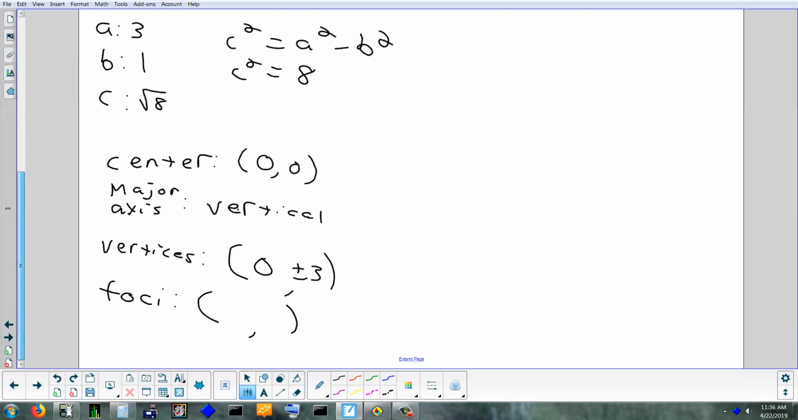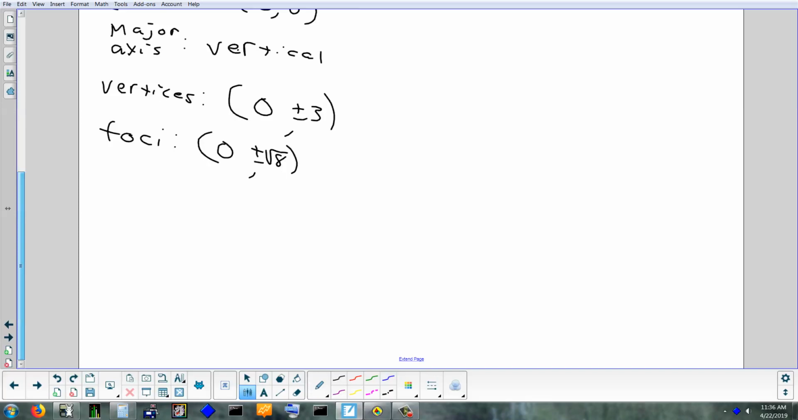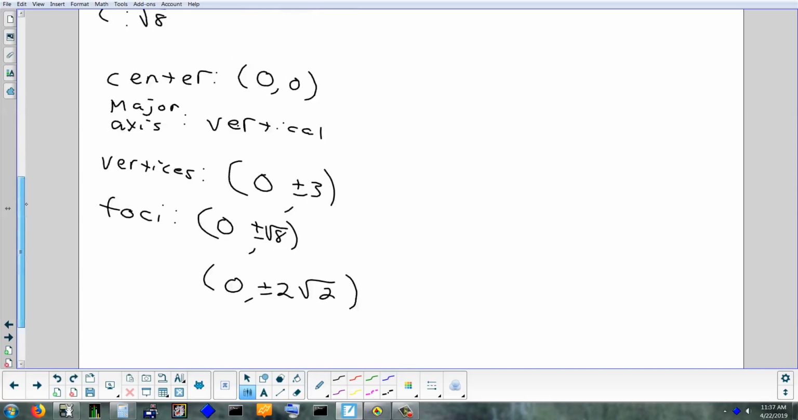And foci. Kathleen, where are my foci going to be? 0 plus or minus square root of 8. Yeah. Square root of 8, not a nice number if you really had to graph it. Now what you might see them do with a problem where it's square root of 8, if it's a multiple choice question, you could see something like this. Any question on how you would get that? So just like always, they might reduce that square root. Okay, any questions on that one?